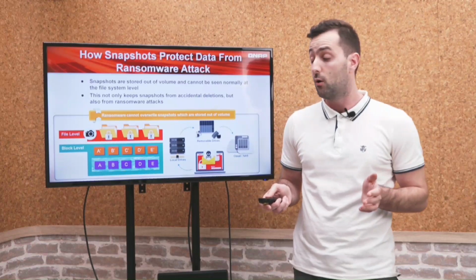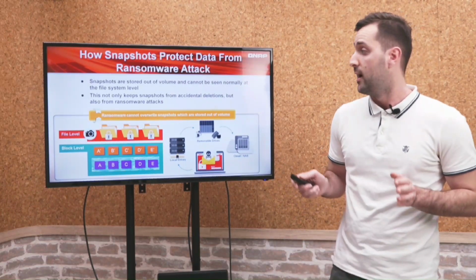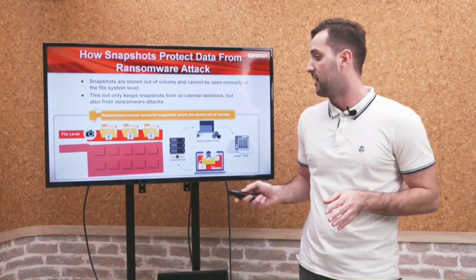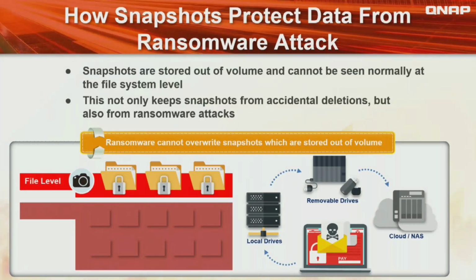Also, snapshot protects the data from ransomware attack. How does it do so? It protects it because snapshots are stored out of volume, and as I mentioned, cannot be seen normally at the file system level, meaning that the block level will be like this with the snapshot, and it will be protected from ransomware, which also keeps it protected from accidental deletion at the block level here.